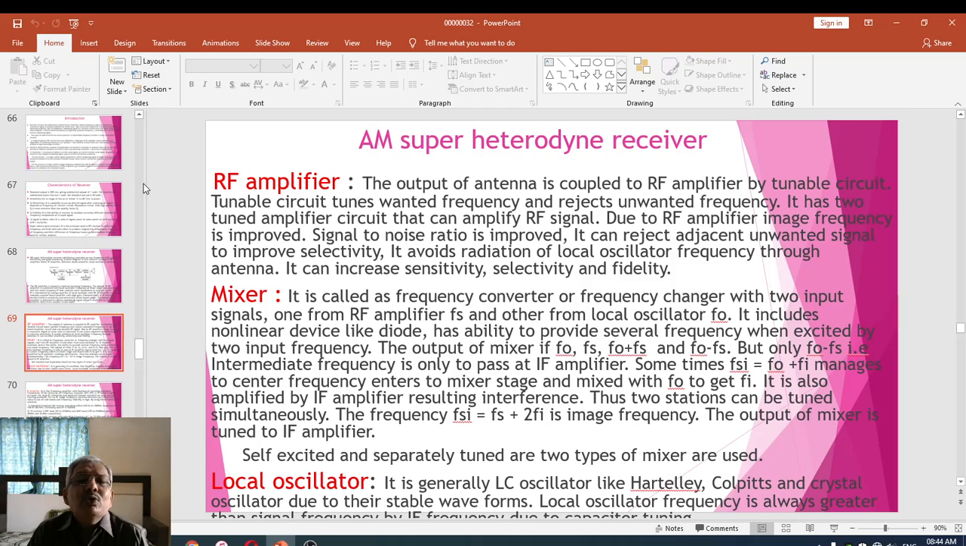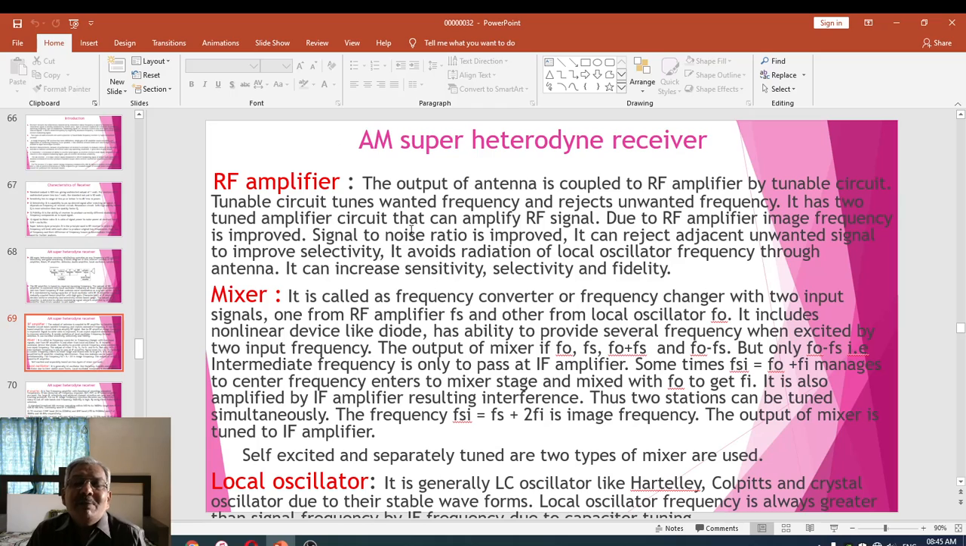It has two tuned amplifier circuits that can amplify the RF signal. Due to the RF amplifier, image frequency rejection is improved. The signal to noise ratio is also improved, which means it reduces the noise. It can reject adjacent unwanted signals to improve selectivity. It avoids the radiation of the local oscillator frequency through the antenna. It can increase sensitivity, selectivity and fidelity.